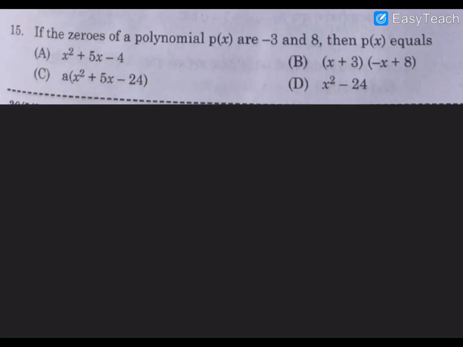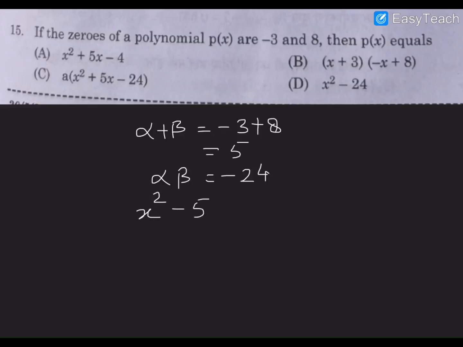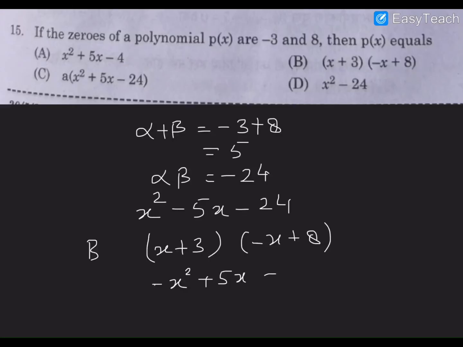In the next question, you have been given the zeros of the polynomial. So alpha plus beta comes out to be minus 3 plus 8, which is 5, and alpha into beta comes out to be minus 24. So when you put into the equation, it is x square minus 5x minus 24. But when you see the options, check option B, where it is given x plus 3 and minus x plus 8. When you solve this, you will get minus x square plus 5x minus 24. So B is correct; you just have to multiply by minus 1 to get the B option. So for the 15th, B is the correct answer.